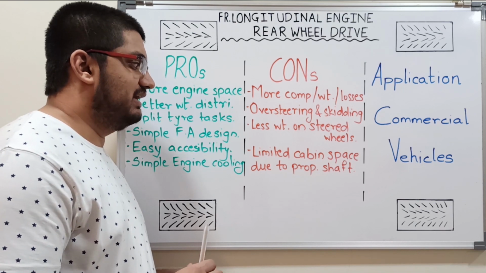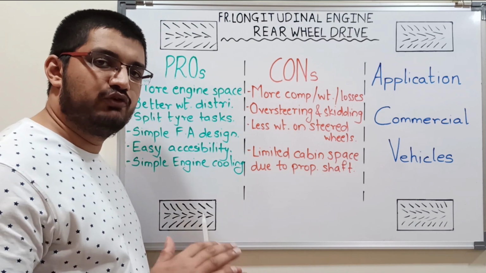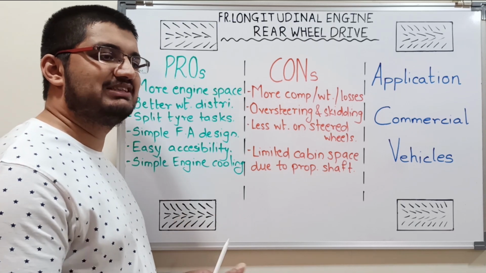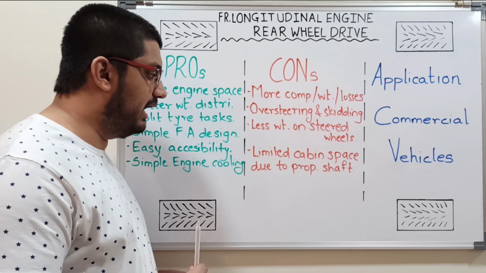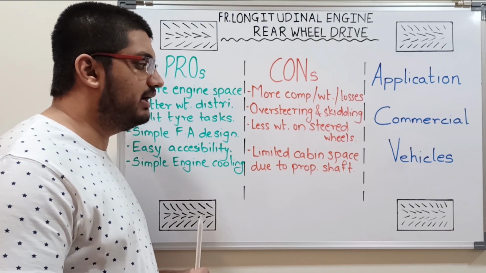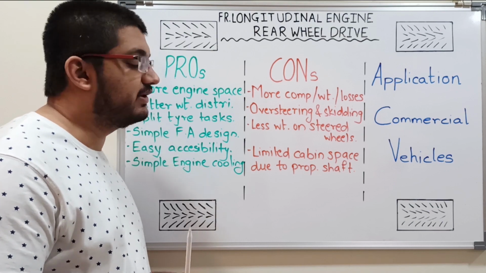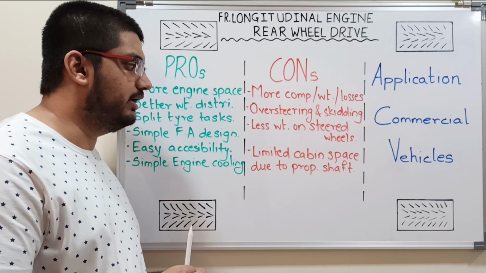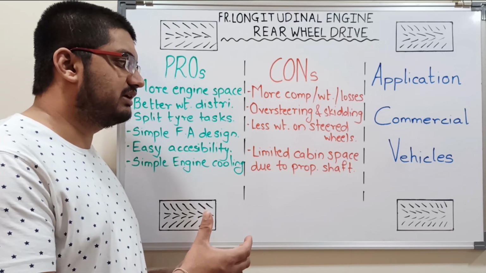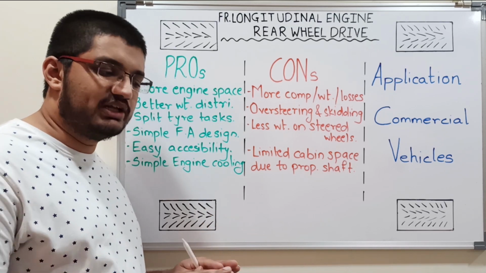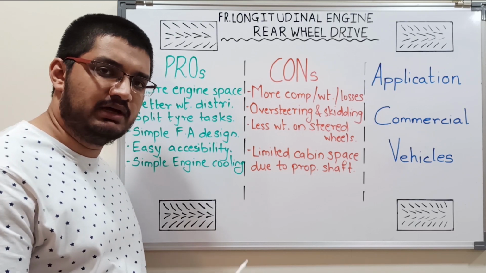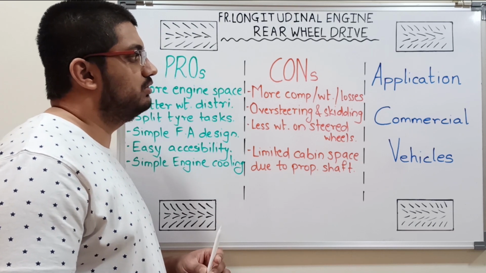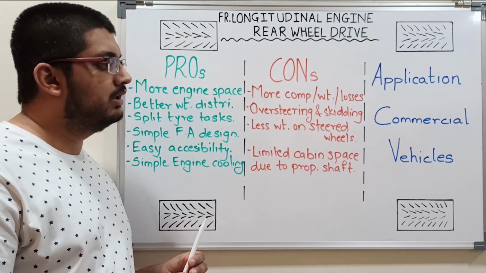Then there is less weight on the front axle when the vehicle is fully loaded, so it might lead to loss of handling due to less weight on the steered wheels. And lastly, there is limited cabin space due to the propeller shaft. This is in smaller commercial vehicles, that is, the light commercial vehicles majorly. In light commercial vehicles, the propeller shaft has to pass through the cabin. So there is a hump for the propeller shaft inside the cabin, which limits the leg space or the cabin space. So this is pretty much all for this type of layout.